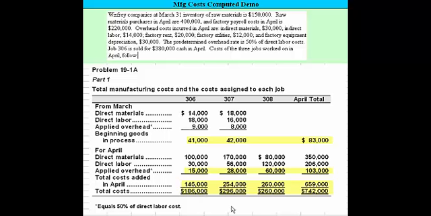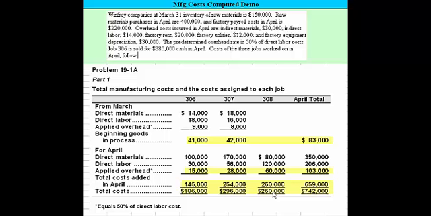Now, for jobs 306 and 307 that were already started in March, to compute the total cost, we simply need to add in the cost that we already had accumulated from March, plus what we added in April, plus overhead, which is being applied on a predetermined basis, right? So we add the 41 to the 145 and compute the ending.